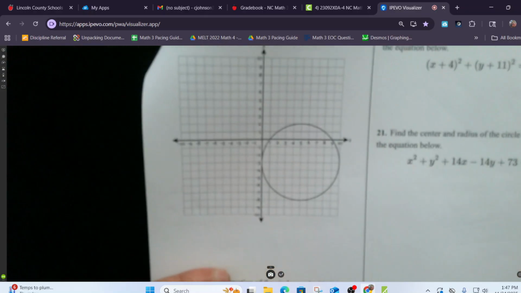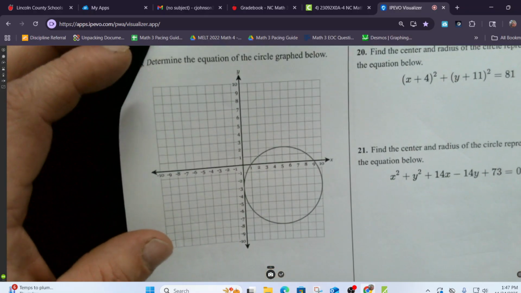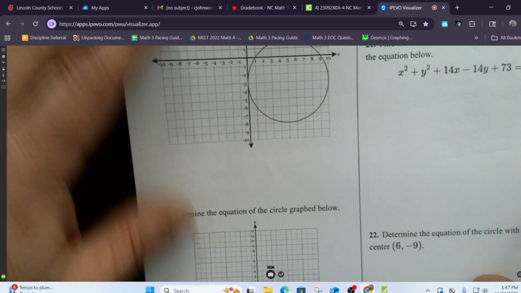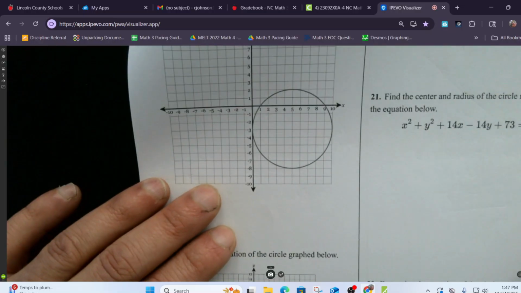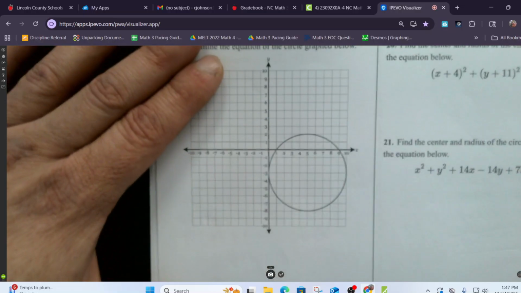Guys, I'm getting ready to go over the circle part of the test. So if you didn't understand what was going on Friday, this is what this is. Oh, I don't do that.